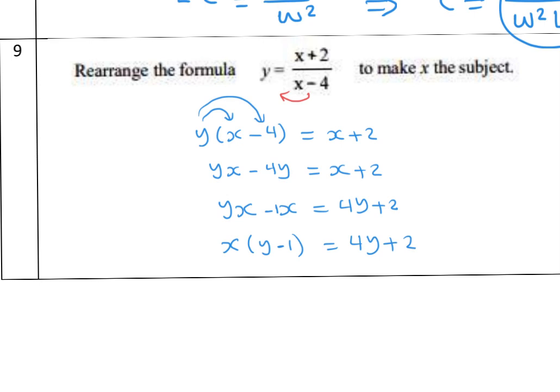Now to make x the subject, divide by y minus 1. So x equals 4y plus 2 over y minus 1. 4y plus 2 over y minus 1.